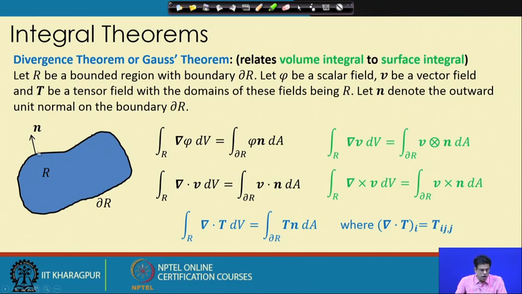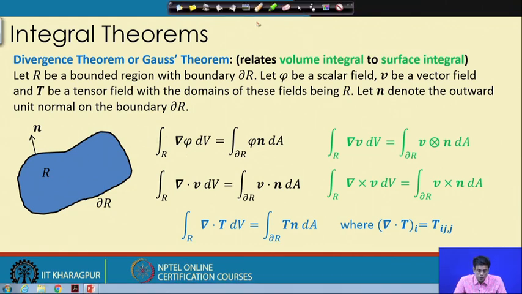Now, the divergence theorem states that the integral of del phi over the domain R should be equal to the integral of phi n over the boundary. That means the quantity del phi integrated over this volume should be equal to phi n integrated over the boundary. Look carefully, this integral is on the boundary. Here phi is a scalar field.